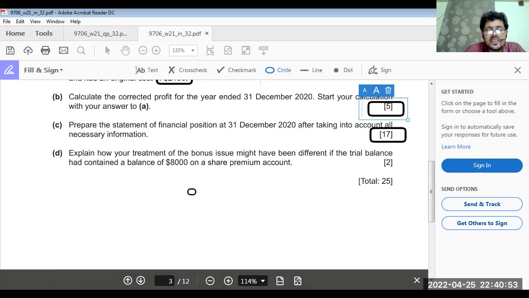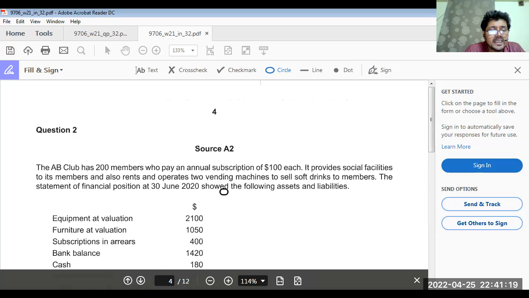Explain how your treatment of the bonus issue might have been different if the trial balance had contained a balance of $8,000 on share premium account. In case we have a share premium account, our retained earnings is not going to be decreased by 10,000, but it will be decreased by only 2,000. Okay. So that's a theoretical question. Move to the next question.